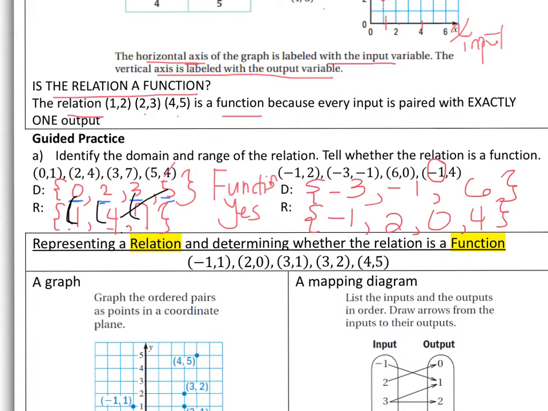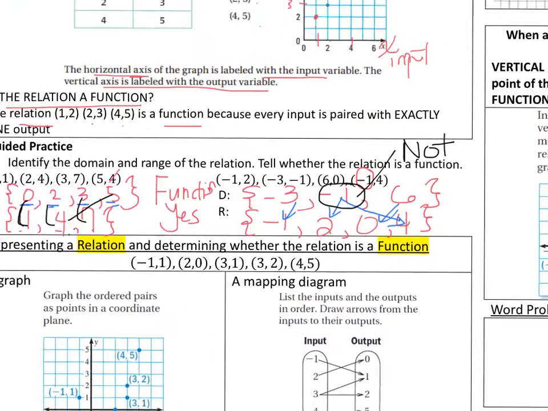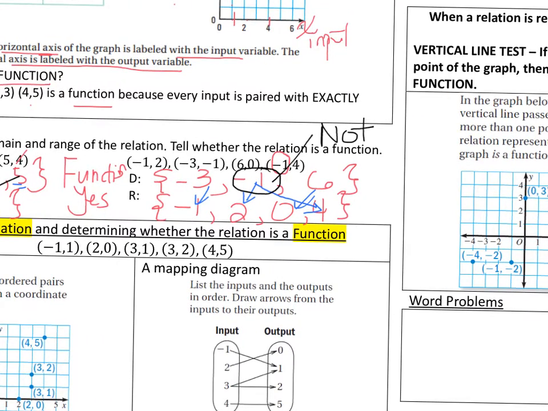Let's see if this is a function. We have negative 1 to 2, negative 3 to negative 1, 6 to 0, and then we have negative 1 to 4. Negative 1 repeated, so this is not a function.